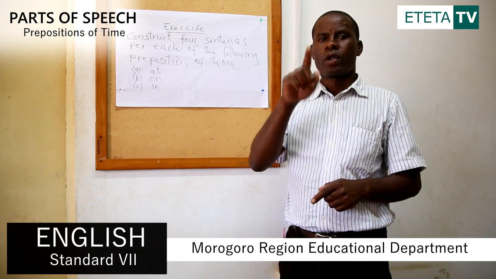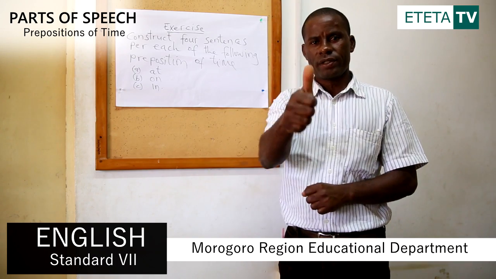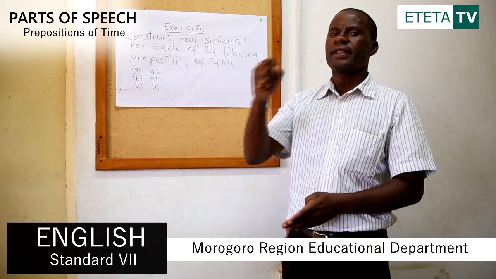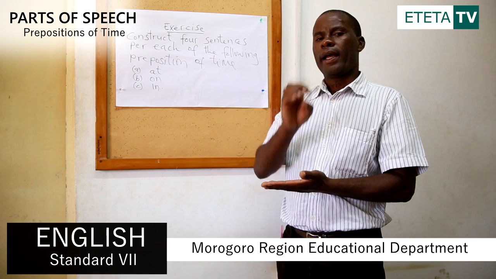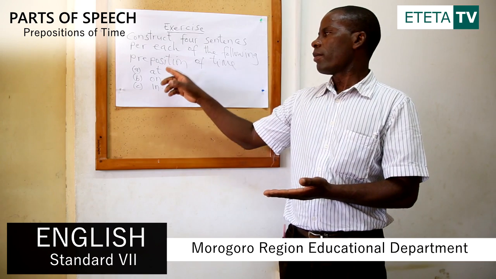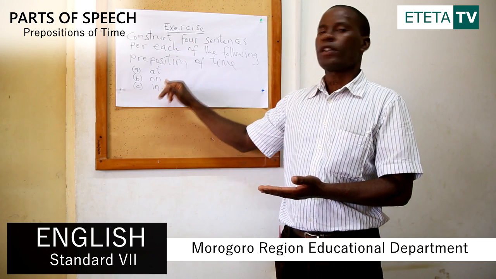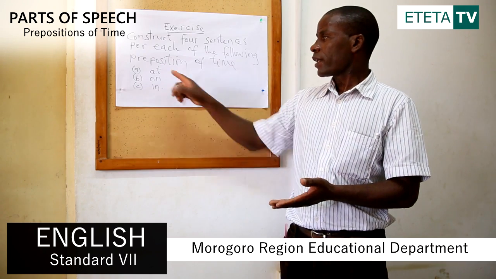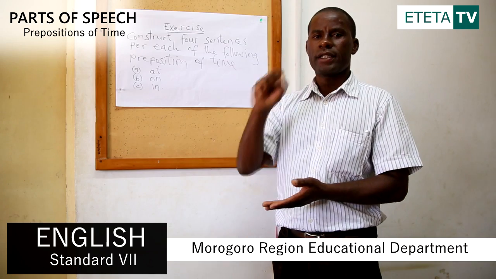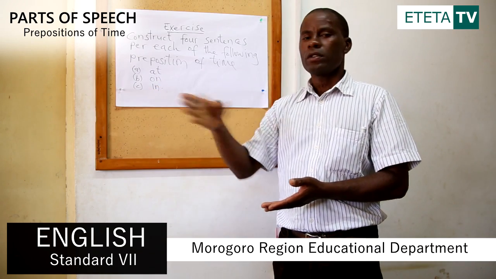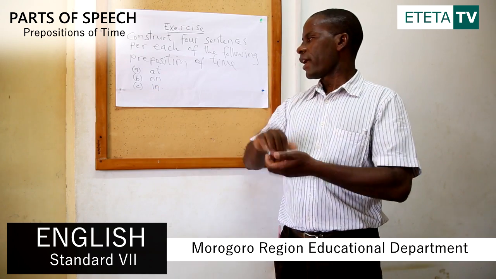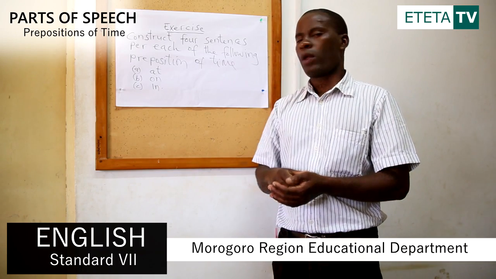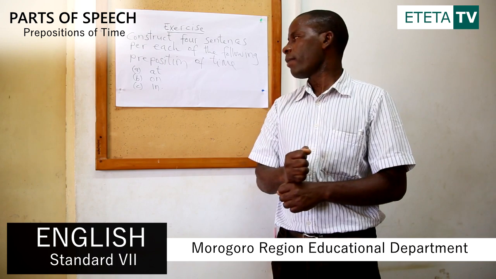Now, you have to work by yourself to make 4 sentences for each preposition of time. It means 4 sentences with at, 4 sentences with on, and 4 sentences with in. So work that out by yourself.